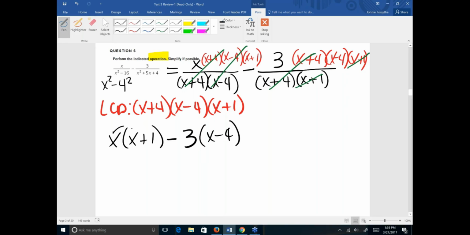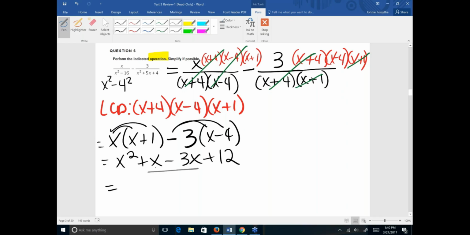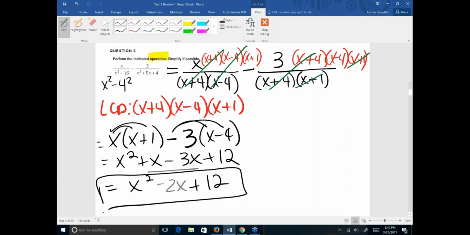So now let's just distribute. X times x is x squared, x times 1 is x, negative 3 times x is negative 3x, and negative 3 times negative 4 is positive 12. And then we're going to combine like terms, which would be here. X minus 3x is negative 2x. And then we'll just bring down our x squared plus 12. And we don't have to factor, we're just trying to simplify. And this actually wouldn't be factorable. So this is our final answer here. X squared minus 2x plus 12.